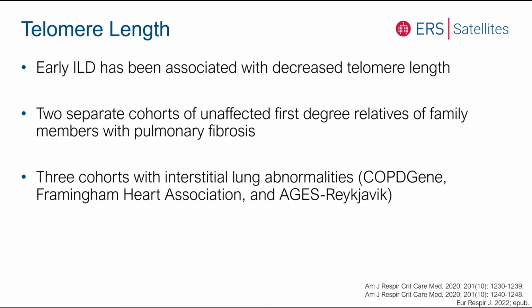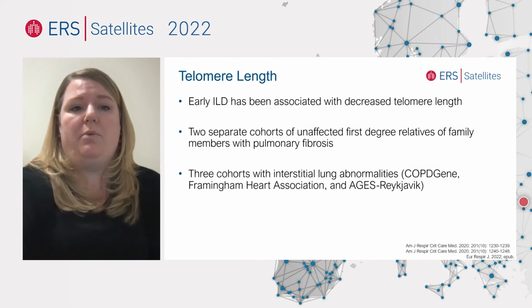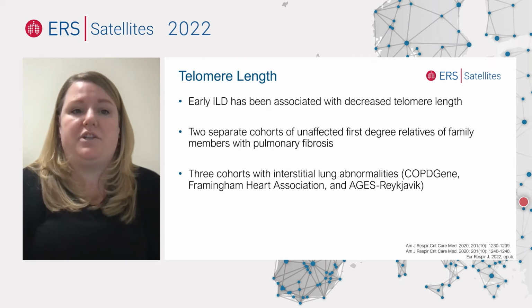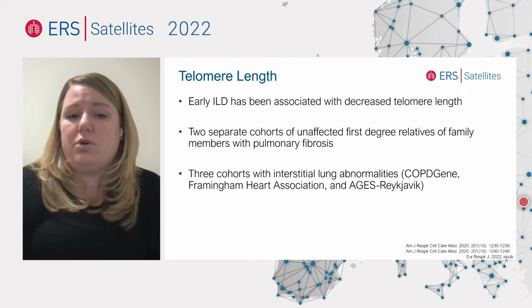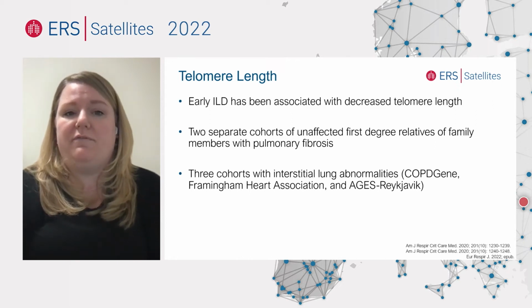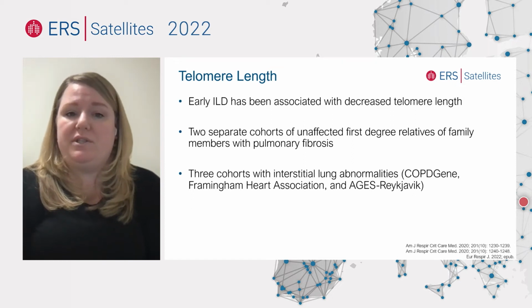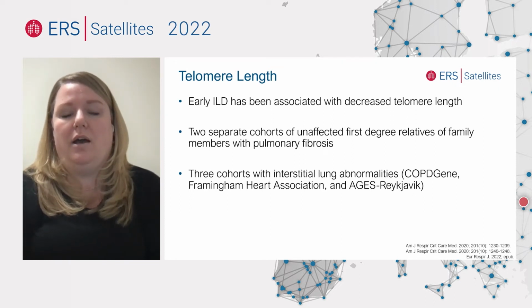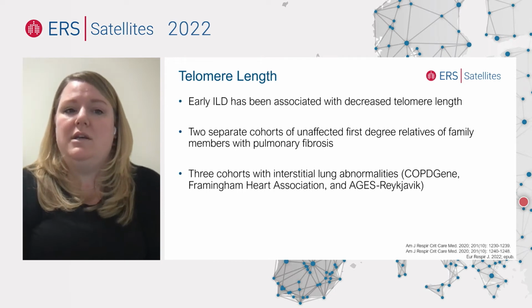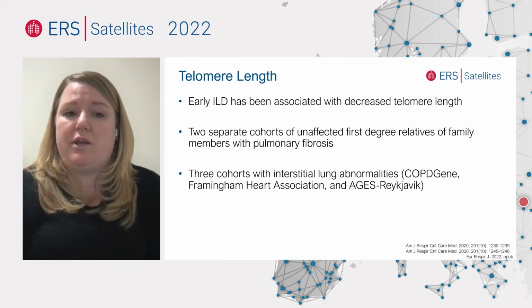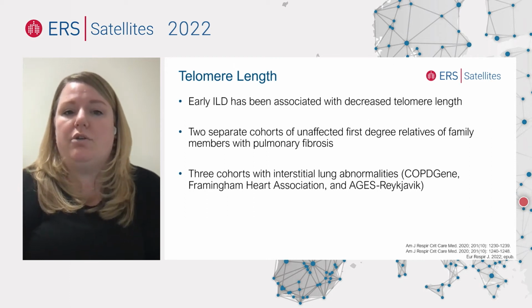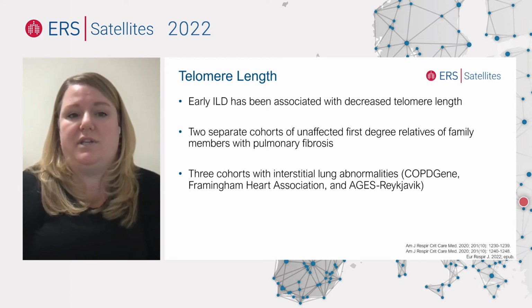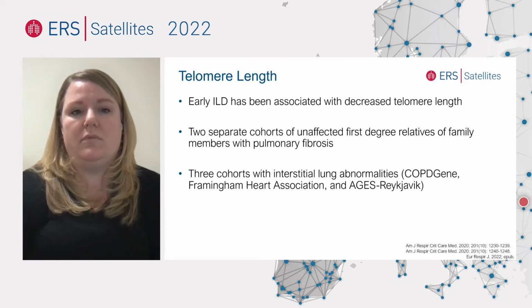There's also been an increased look at telomere length, and what we've seen is that patients with early ILD do have a decreased telomere length. There are 2 cohorts in the US that have shown this, and for unaffected first-degree relatives of family members with pulmonary fibrosis, so not just IPF, any fibrotic interstitial lung disease. And more recently, 3 research cohorts have shown that interstitial lung abnormalities, a CT marker of early ILD, are associated with decreased telomere length.